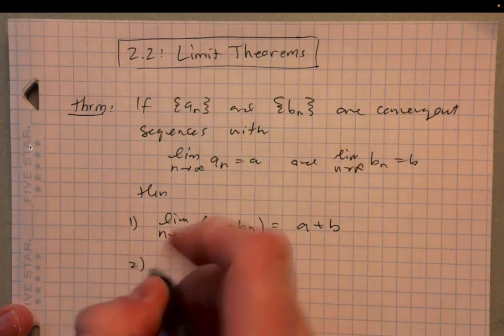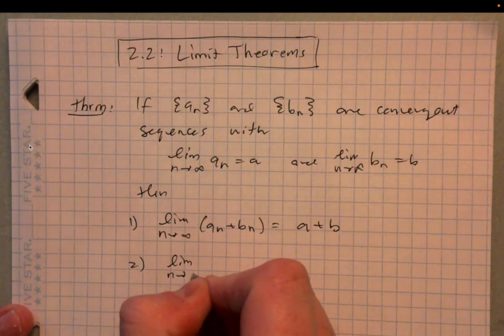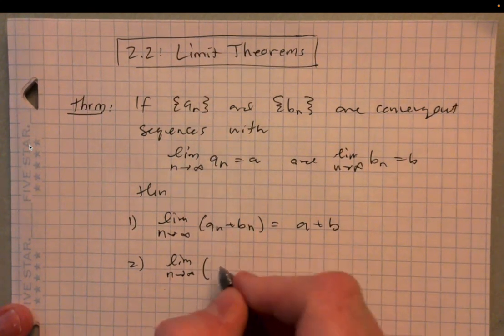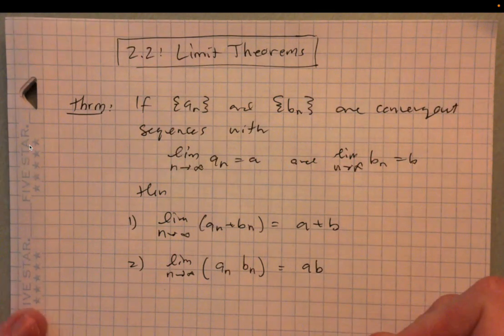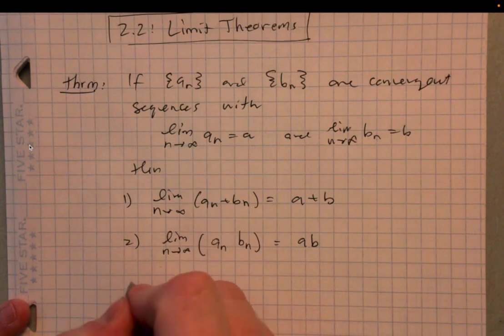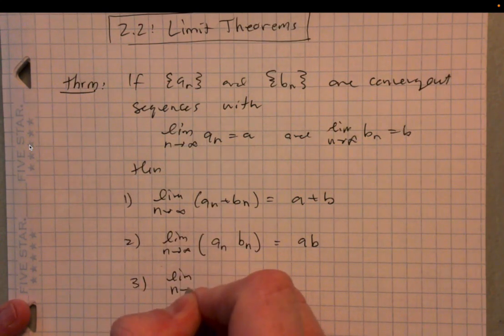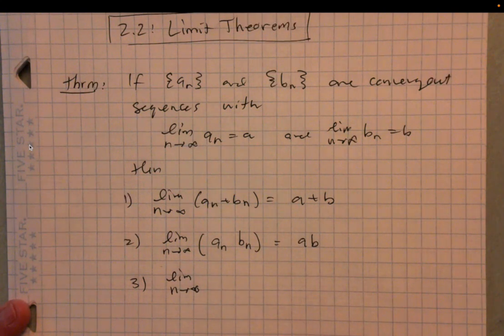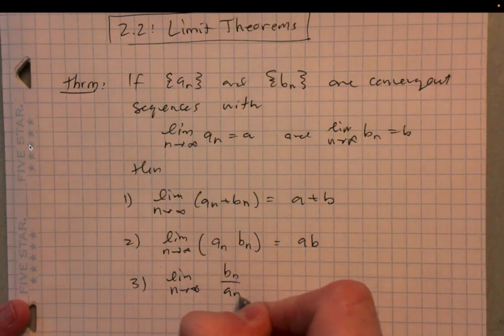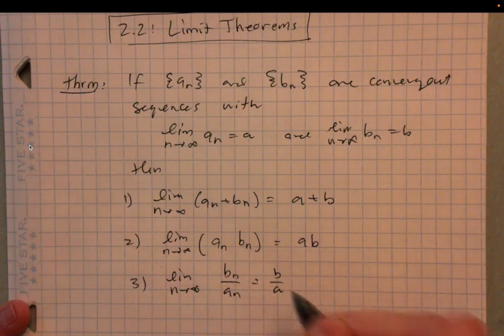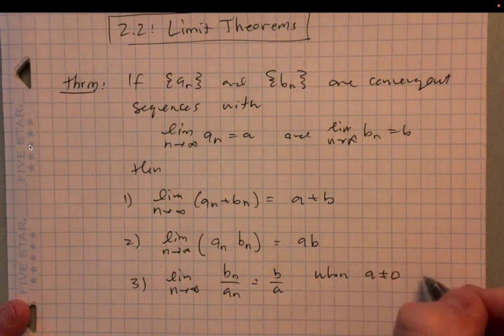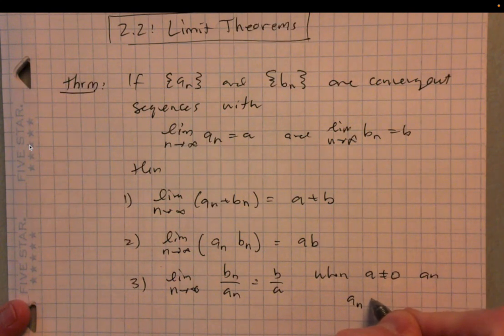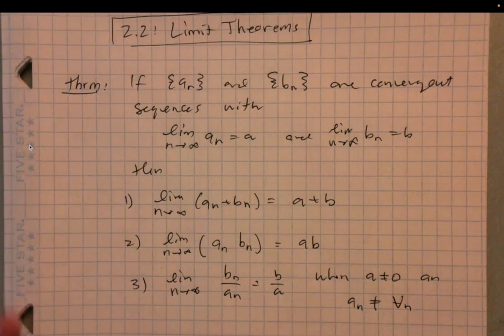Okay, and you can probably guess what the other two will be, right? The limit of the product is the product of the limits, right? And then the quotient also, right? So if I have the limit as n goes to infinity of b sub n over a sub n, that's going to be equal to b over a, provided that a is non-zero and when a sub n is non-zero for all n, right?